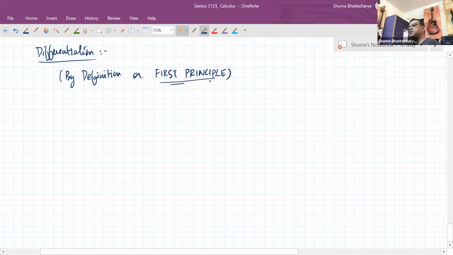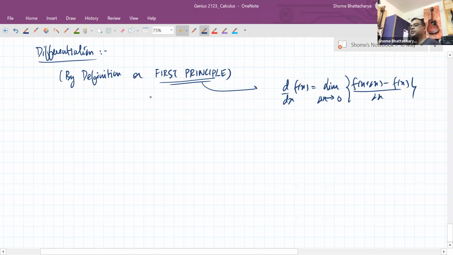Okay, so the first principle, differentiation by first principle, is this definition that the derivative of the function f(x) is given by this limit formula. This one is called differentiation by first principle. If we solve this limit, so let's come back to this.